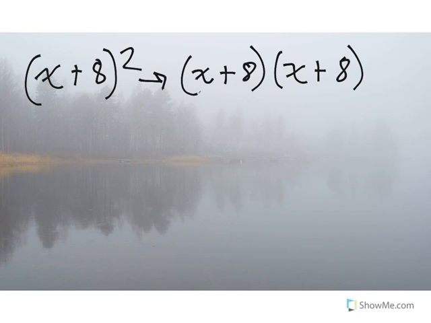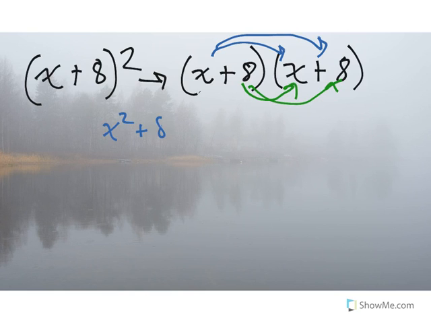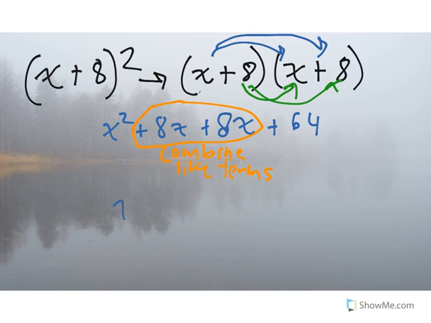That's correct. So we go x times x squared, x times 8, 8x, 8 times x, 8x, 8 times 8, 64. Combine our like terms. What are our like terms, Stefan? Your voice has changed, Stefan. What are our like terms? Yes, 8x and 8x. That's what I said. I know you did, but your voice sounded different. So here we go.